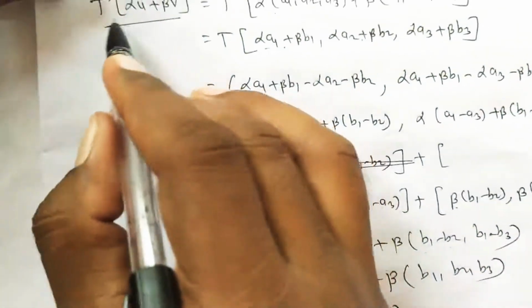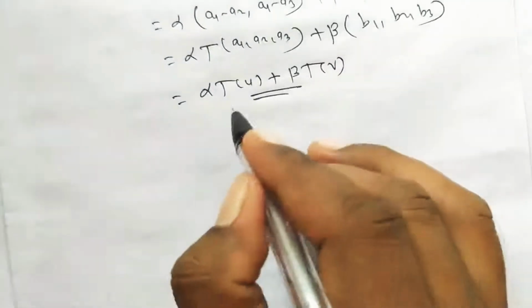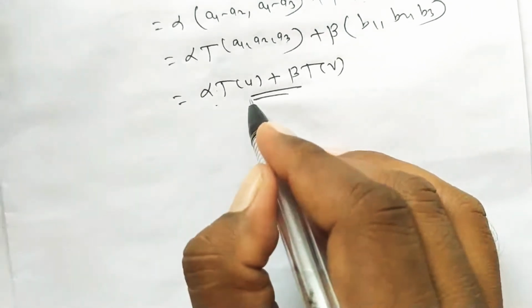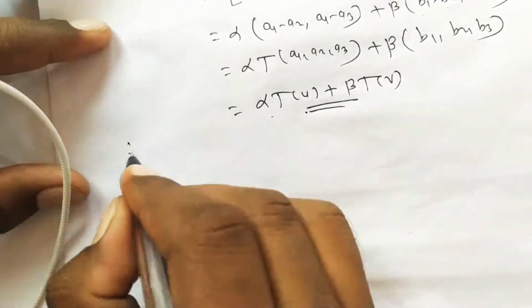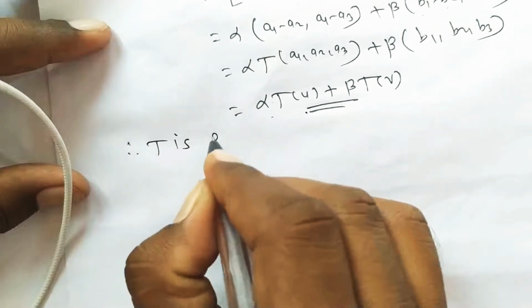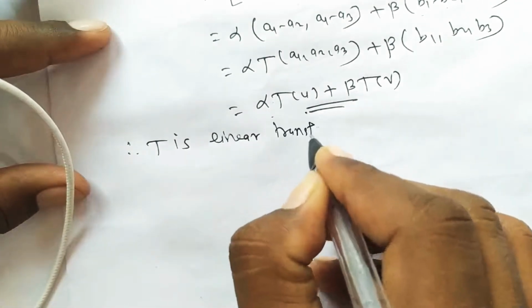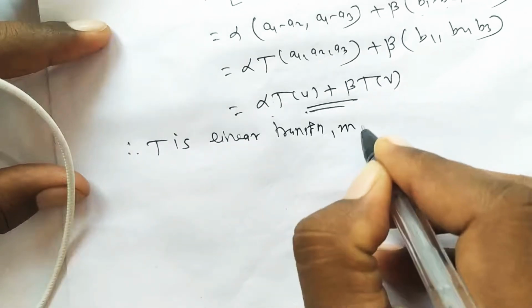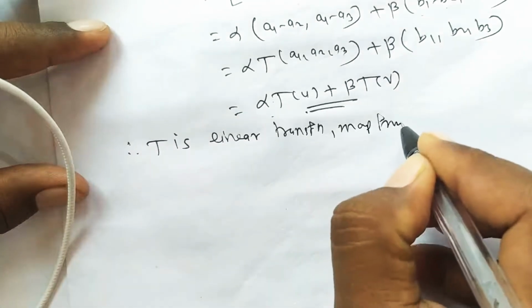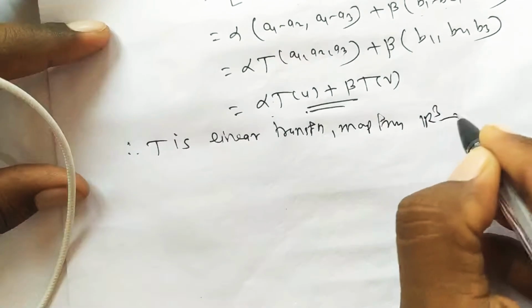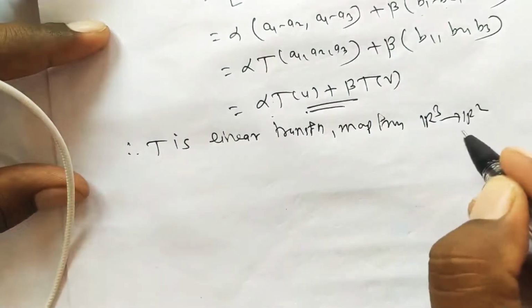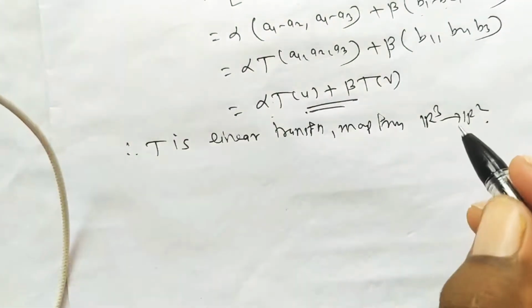So this shows that T of alpha u plus beta v is equal to alpha of T of u plus beta of T of v, and therefore T is a linear transformation or linear map from R3 to R2. Okay, so the next problem is the same, you try this.